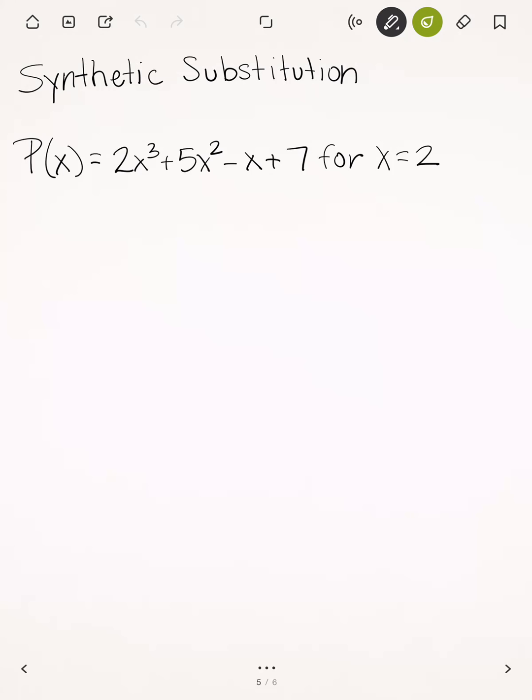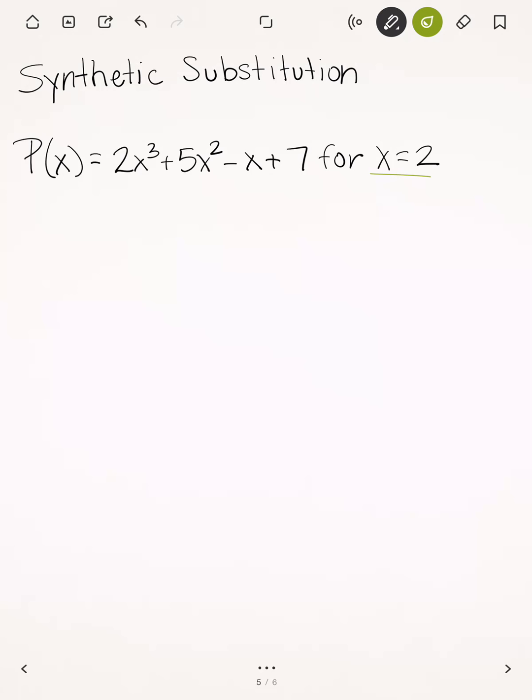This video is for synthetic substitution. So when we're doing this, you're doing it the same way that we did synthetic division. The only thing is now we're not dividing. Our x is already solved for, so we don't have to worry about solving for x. And the remainder is going to end up being our answer.